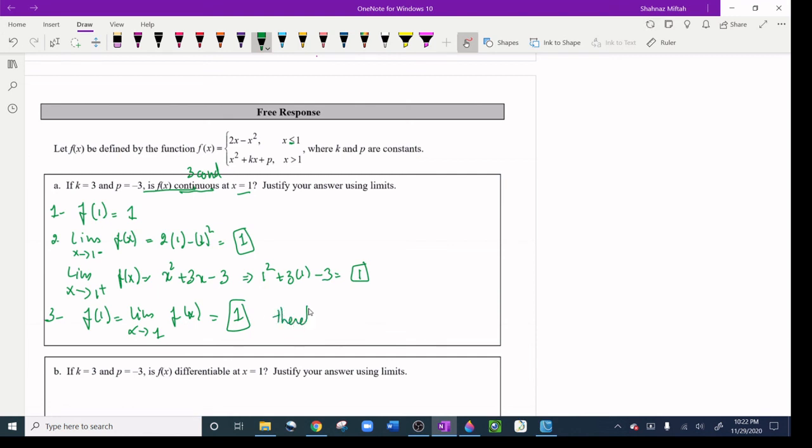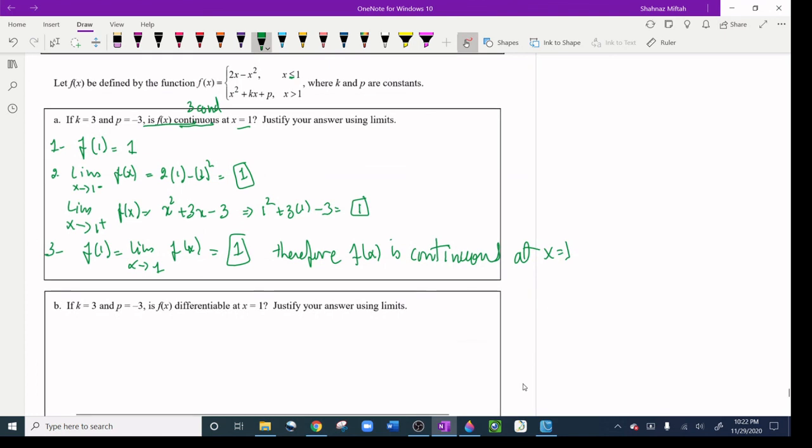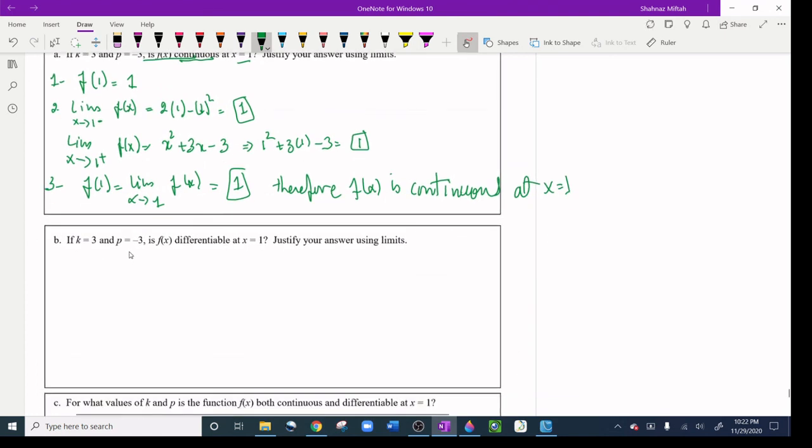Therefore, f of x is continuous at x equal 1. Part B. Part B is asking if k is 3, -3, is it differentiable, using your limits. So differentiability, if you guys remember, is limit as x approaches 1 from the left of f prime x, and then it's supposed to be equal to the limit as x approaches 1 from the right of f prime x.